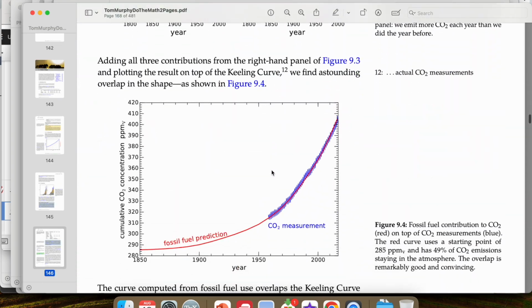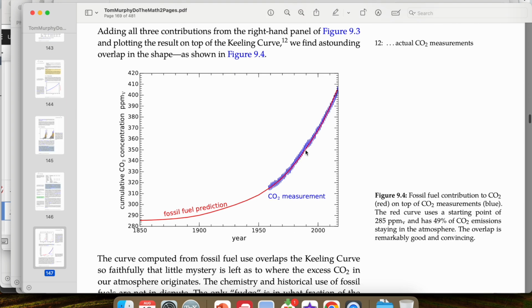And when you do that calculation, you get a perfect correlation. You can see how we can predict that the levels of CO2 should be increasing along this red curve, and we can actually measure that the CO2 concentration is going up according to that curve. So we are 100% sure that the levels of increase of CO2 that we see is due to all the fossil fuels that we are burning.